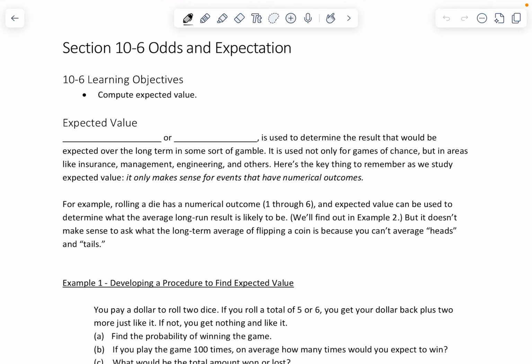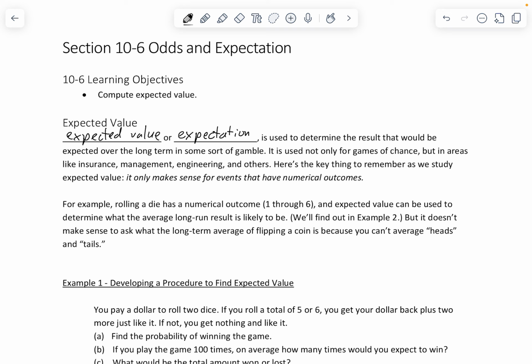In this video, we'll be talking about odds and expectation. And our goal here is to just learn how to compute expected value. So, expected value, or also referred to as just expectation, is used to determine the result that would be expected over the long term in some sort of gamble.